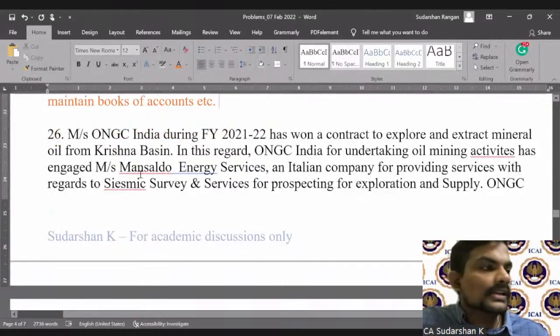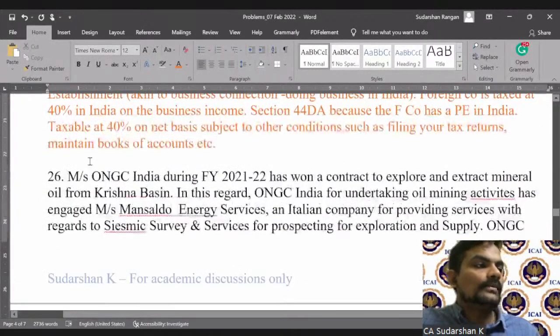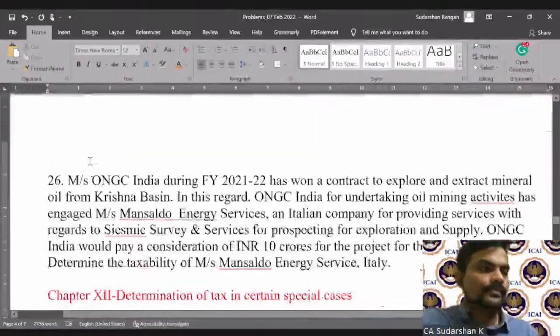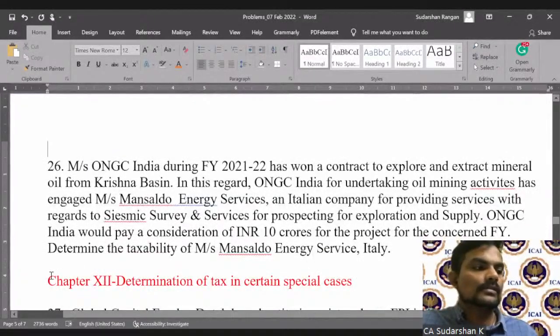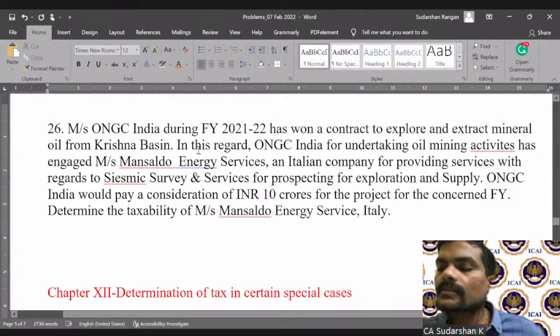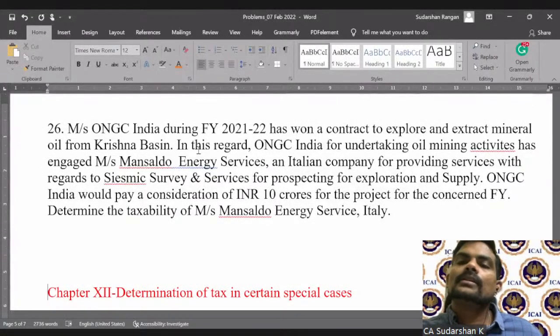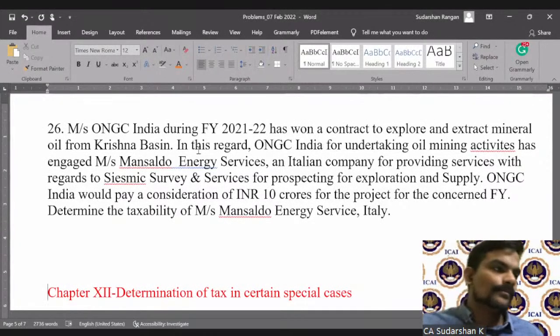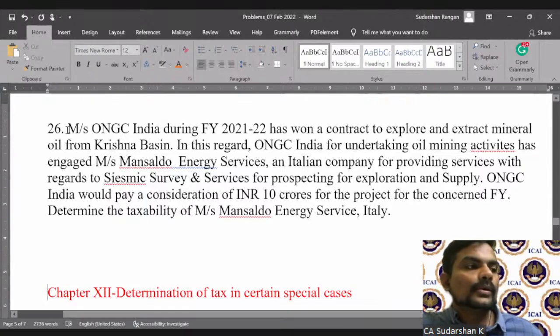Now, in the same note, let me move to question number 26. So, when there is royalty or FTS, please look out for section 917 and also 44DA. Now, question number 26. Please give a careful observation to question number 26.